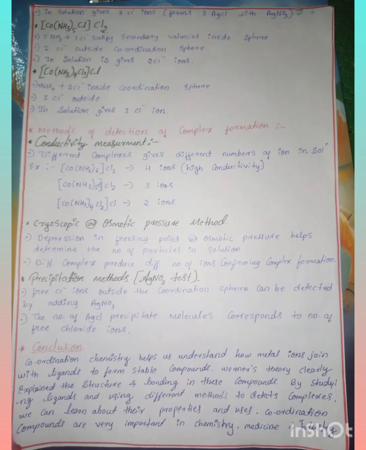Methods of detection of complex formation: conductivity measurement, cryoscopic and osmotic pressure methods, and the precipitate method using AgNO3. Conclusion of coordination chemistry: coordination chemistry helps us understand how metal ions join with ligands to form suitable complexes. Werner's theory clearly explained the structure and bonding in these compounds.